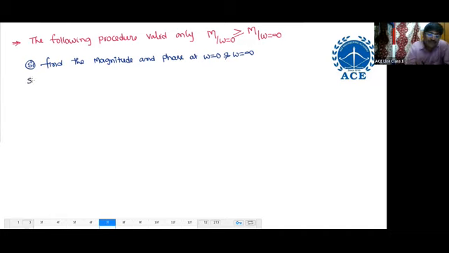Step 2: you have to calculate M1 phi 1 and M2 phi 2. At omega 0, the magnitude and phase, and at omega infinity, the magnitude and phase, you have to find. Next one, this is very important.